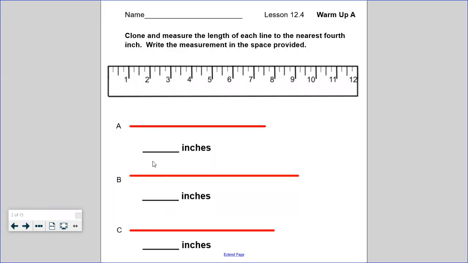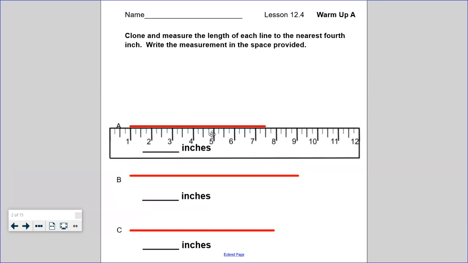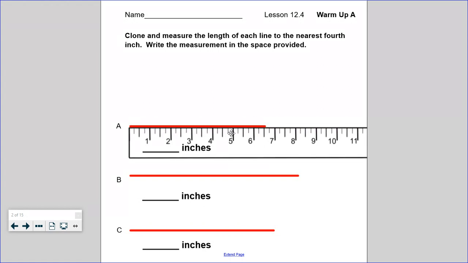Here I have some red lines, and we're going to use this ruler to measure it to the nearest quarter inch. Remember, a quarter inch is the same thing as a fourth inch. So I'm going to take this ruler, and do you remember how I have to line it up? Would this work? Nope, it wouldn't. We have to line up the end of our object, or the end of our line, with 0. So I'm going to put my ruler right here.